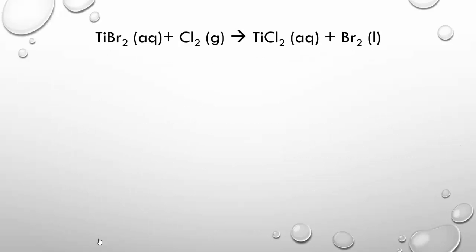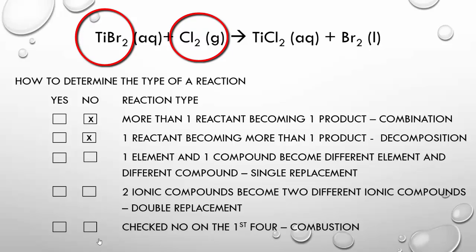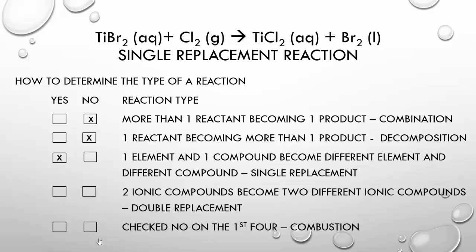So for example, we have this reaction. Do we have more than one reactant? Yes, we do. Becoming one product? No, we don't. So this is a no. Do we have one reactant? No, we do not. So we can check no. Do we have one element and one compound? Yes, we do. The titanium 2 bromide and the chlorine gas, compound and element, becoming a different element and a different compound. Now we've got titanium 2 chloride and bromine. So this is a yes, and this is a single replacement reaction.